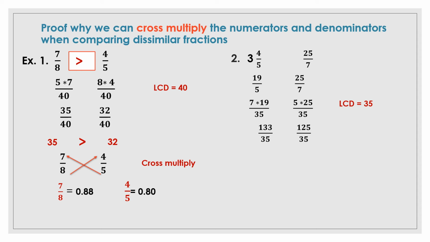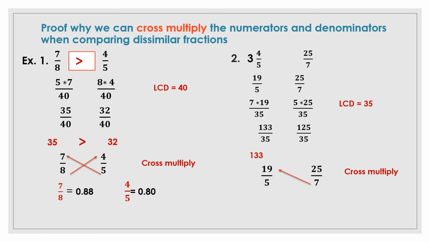Then 5 times 25 is 125 over 35. Then, kung i-cross multiply natin, itong 7 times 19 is 133.